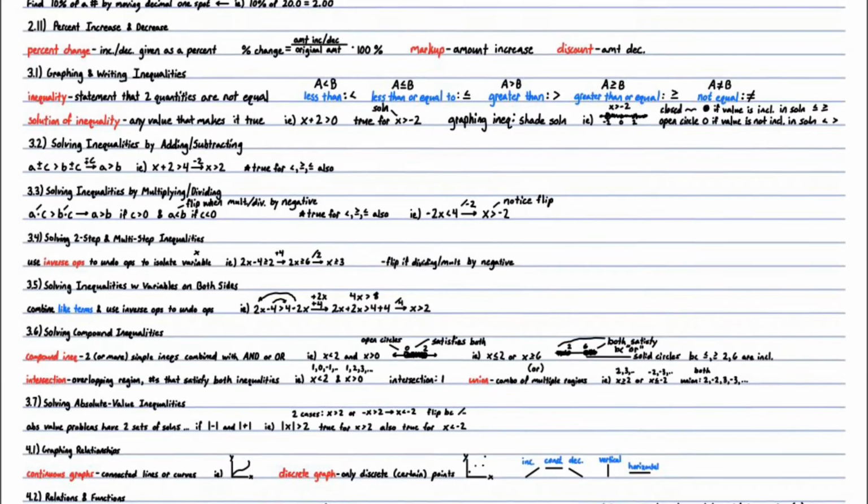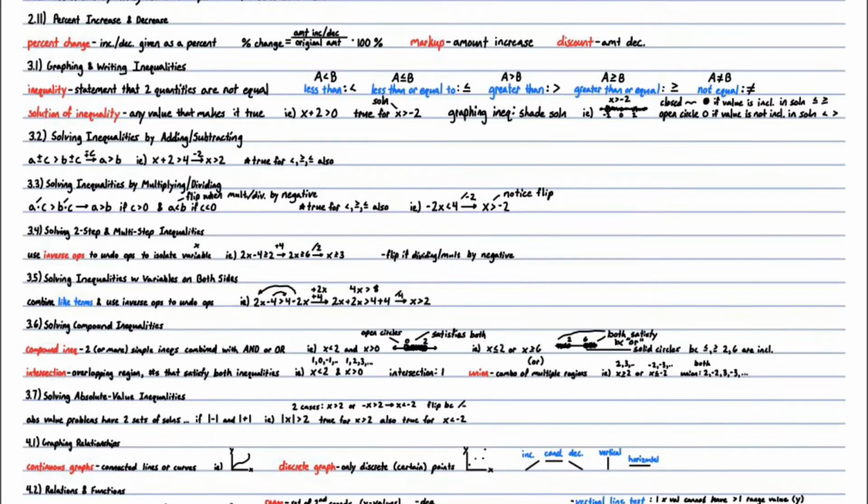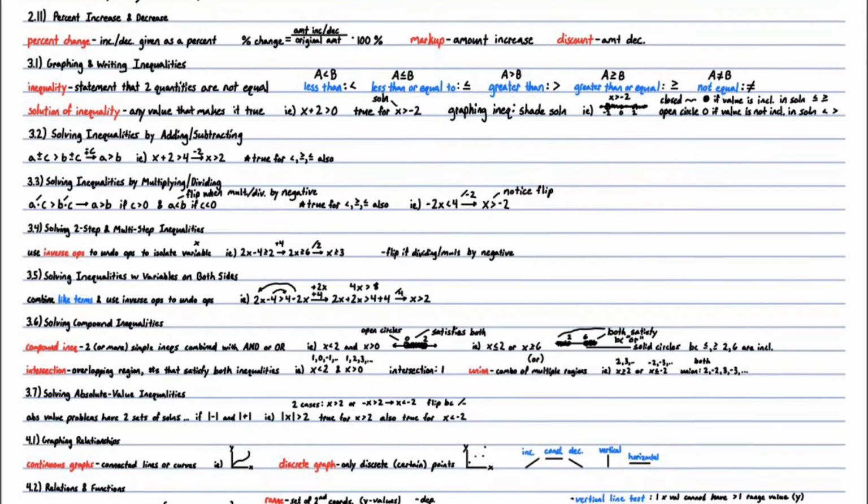Solving two-step and multi-step inequalities. Use inverse operations to undo operations to isolate the variable. Solving inequalities with variables on both sides. Combine like terms and use inverse operations to undo operations and solve for the variable.